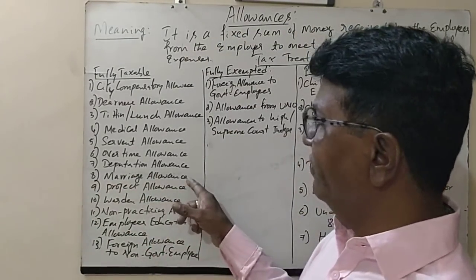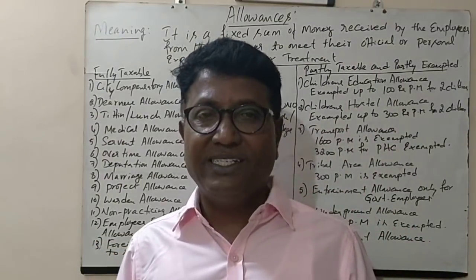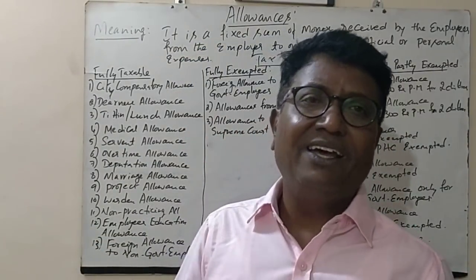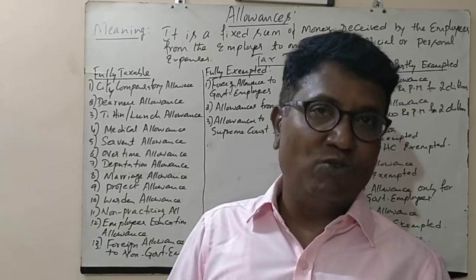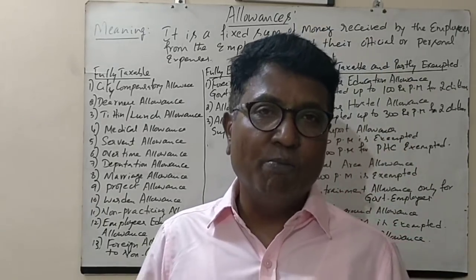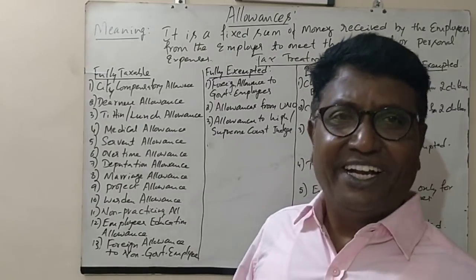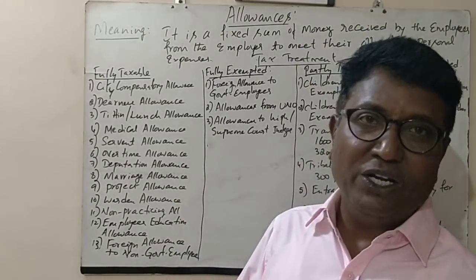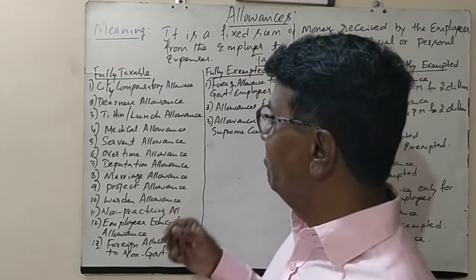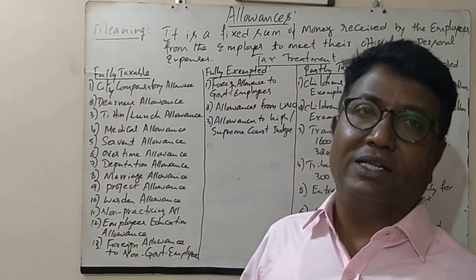I left out marriage allowance. Marriage allowance is something that will be paid as an allowance to get married. Okay, if you are single and you want to mingle. So when you are single and want to mingle, definitely the employer may provide you an allowance called a marriage allowance. Next is warden allowance.